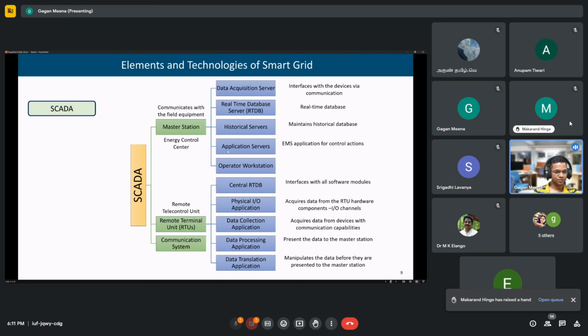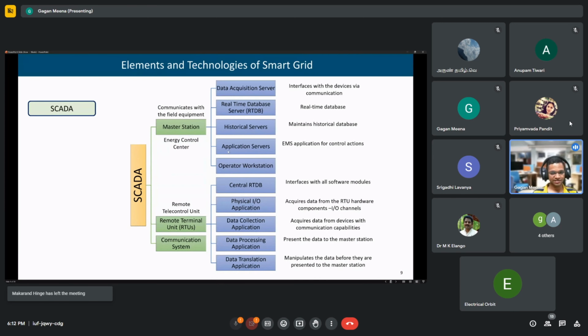The second component is the remote terminal unit, which is also known as the remote telecontrol unit, and it also has several components, like the central real-time database, which interfaces with all the other software modules on the RTU. So the RTU is a microprocessor-based device. So it has both a software part and a hardware component. Its physical I/O application acquires data from the RTU hardware components through its input-output channels, which are analog or digital. So they can receive both analog and digital input and can also provide analog and digital outputs.